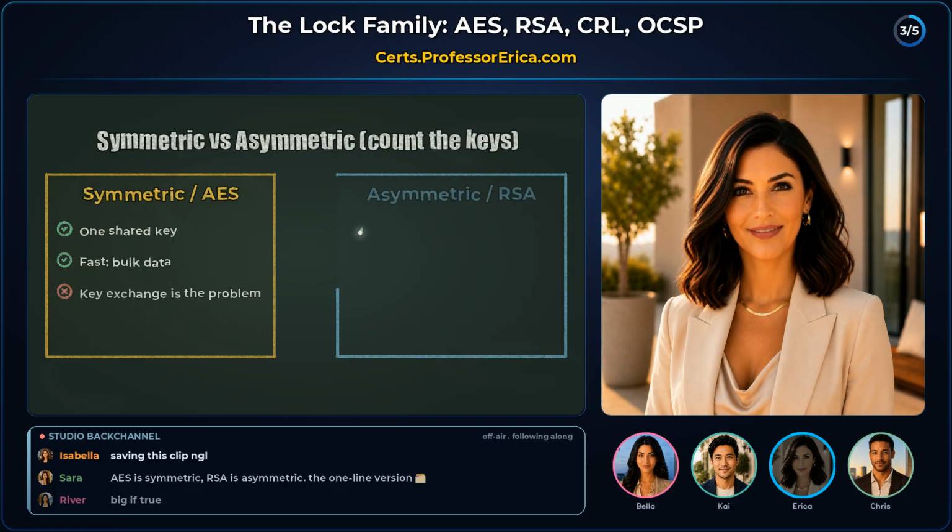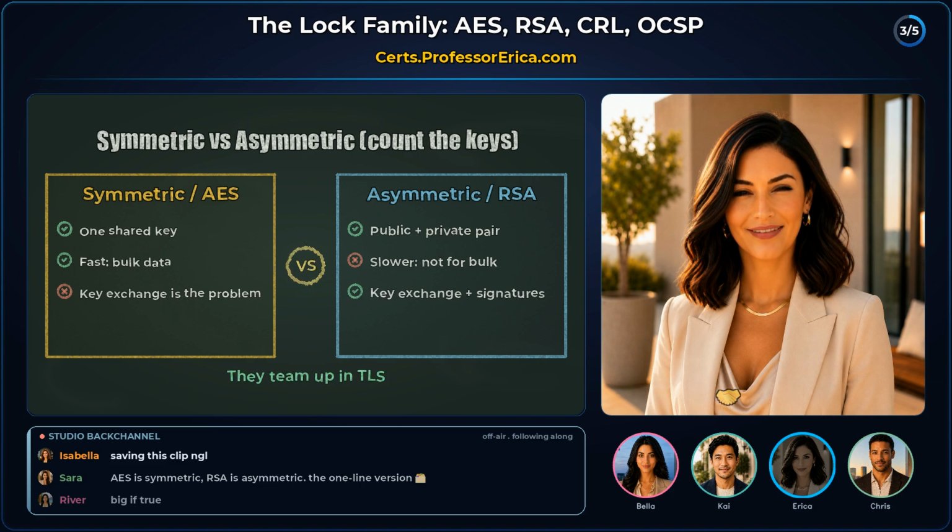It is slower, so you do not use it for bulk data. You use it to safely exchange the symmetric key and to make digital signatures. The two work as a team. Asymmetric sets up the channel, symmetric moves the data.